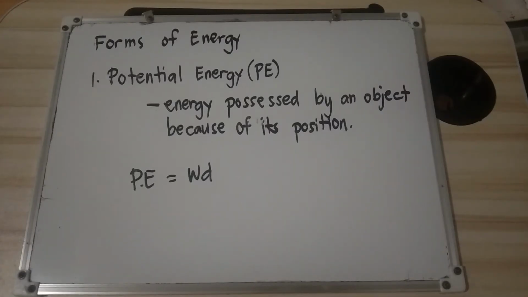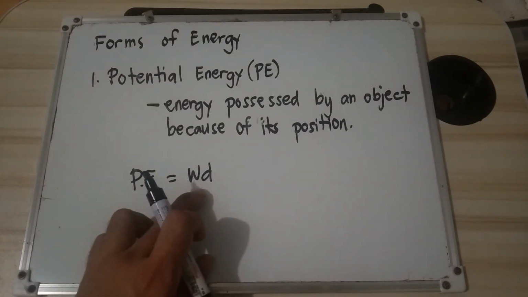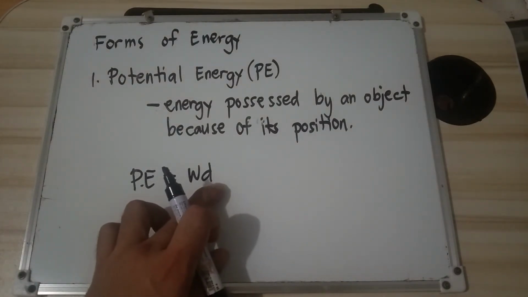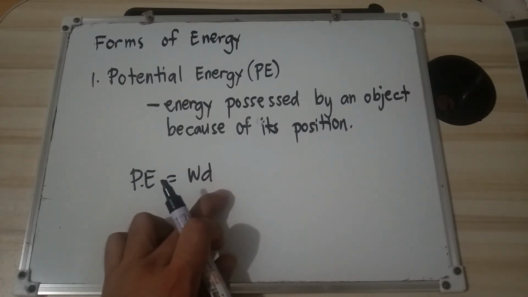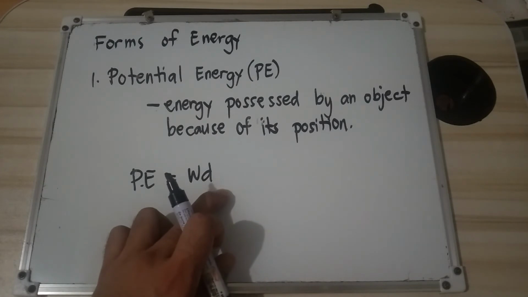We have forms of energy. Number 1, potential energy, or PE: energy possessed by an object because of its position. Potential energy is equal to weight times distance. W here is for weight. D is for distance, length, or height.